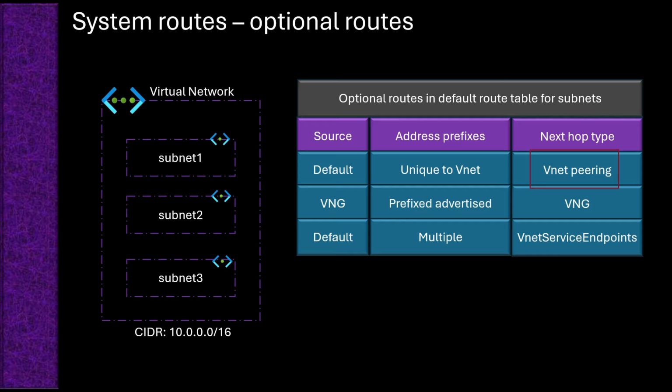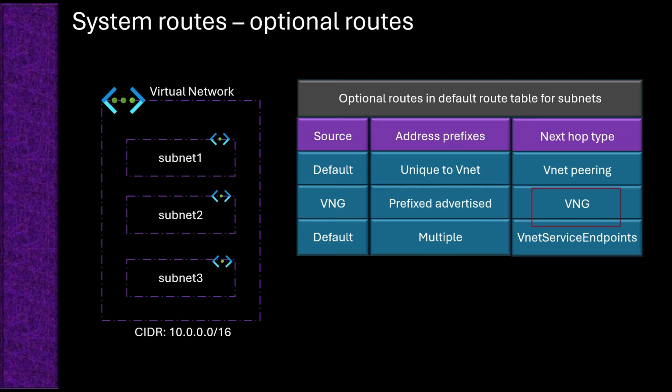The next hop type, called VNet peering, allows two virtual networks to connect and communicate as if they were part of the same network. When you create a peering connection between two virtual networks, Azure adds a route for each address range within each virtual network's address space. This allows traffic between them without needing additional routing configuration. When this happens, routes are added for all subnets in the virtual network.